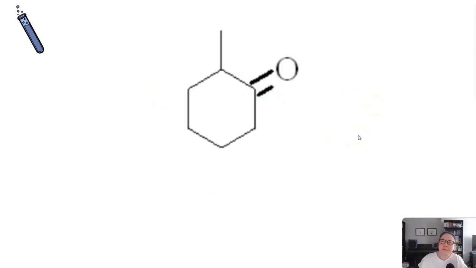Pause the video and try this one out. So here you have a cyclic one. That 6-carbon ring is going to be your main parent chain. You also have a carbonyl group, and so that's going to be your most important functional group, and so that's going to end up being the name. But is this an aldehyde or is it a ketone? This ends up being a ketone because our ring is not going to have an end. So if you have a carbonyl group in a ring, it's automatically going to be a ketone. So it's a ketone, that's going to be our carbon 1.